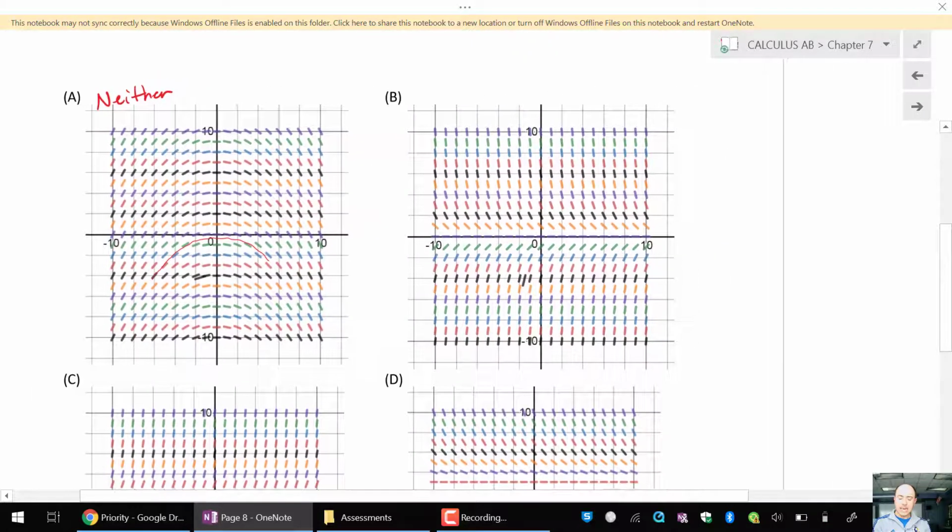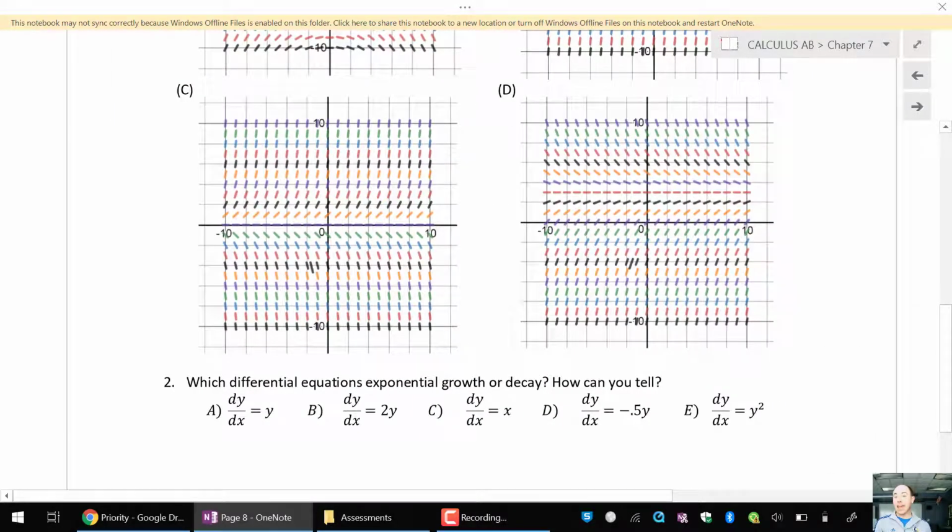But take a look at letter B. There seems to be a horizontal asymptote at y equals 0, and the slopes seem to be decreasing and flattening out there. I can almost picture that decay curve. So I'm going to label B as a decay graph. And what about slope field C? Growth or decay? Again, there's a horizontal asymptote there, and it appears that I have an increase in slopes as I rise above the asymptote, so that would be a growth slope field.